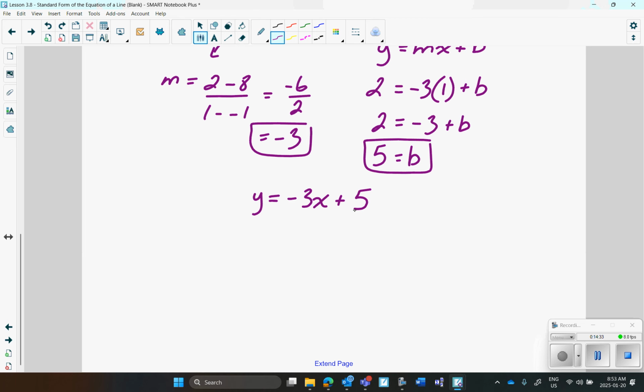But we're asked to put it in standard form, looks like the only thing we have to do is pull the -3x over to the other side, where it'll become positive. There's no fractions to worry about. So I end up with 3x plus y equals 5.